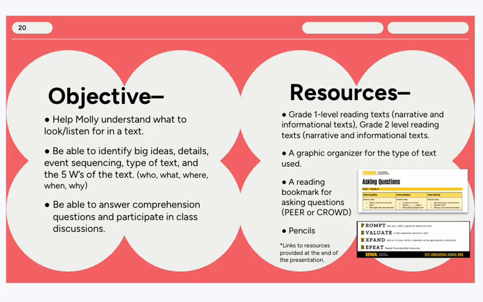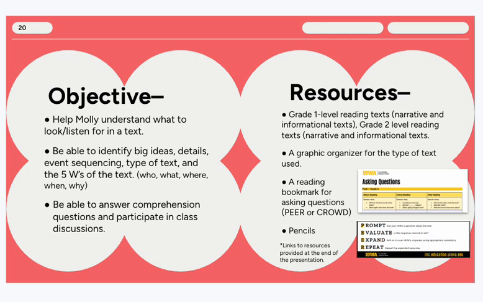Our objective is to help Molly understand what to look for and to listen for while she's reading a text. We want her to be able to identify the big ideas, the details, the event sequencing, the type of text, and, like I like to call them, the 5 W's of the text: the who, what, where, when, why. We also want her to be able to answer comprehension questions that will allow her to participate in class discussions.